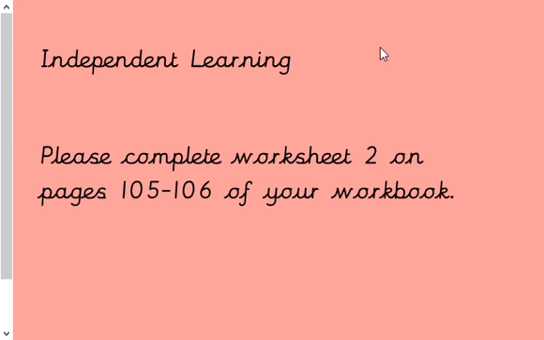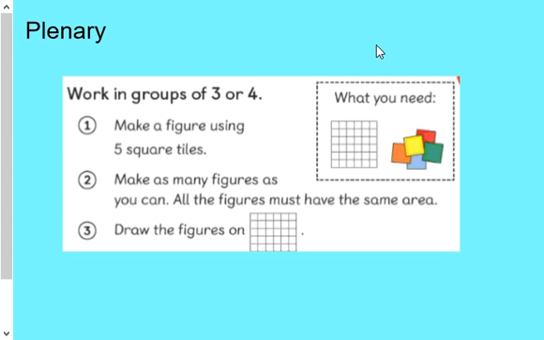Okay, we're ready to move on to the independent learning task for this morning. What I would like you to do is have a go at completing worksheet 2 on pages 105 to 106 of your workbook. Press pause when you're ready to work and press play when you're ready to continue.